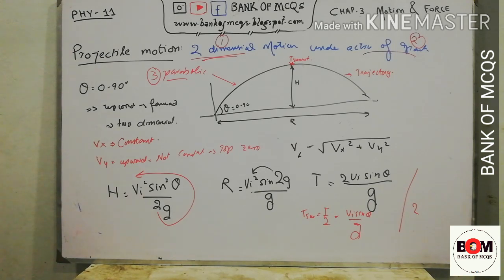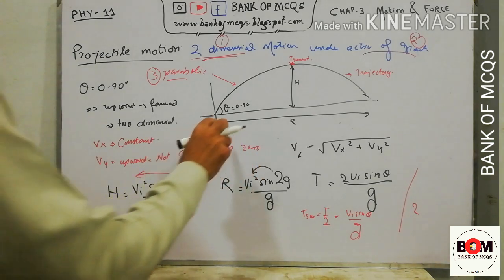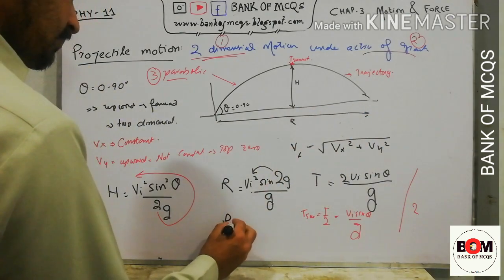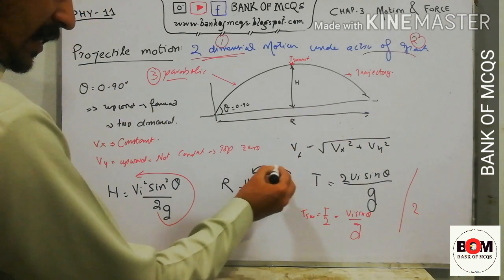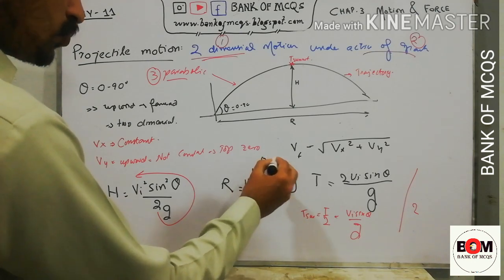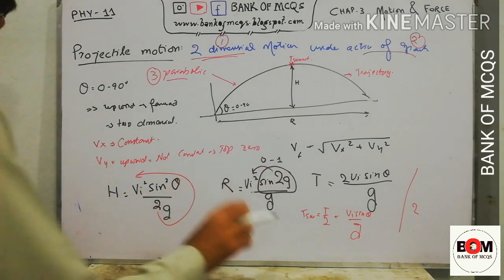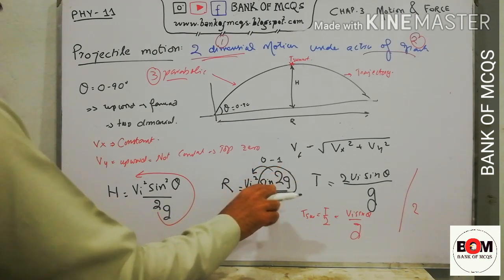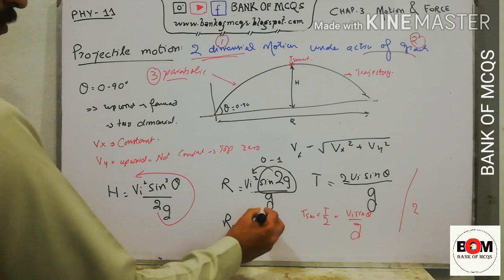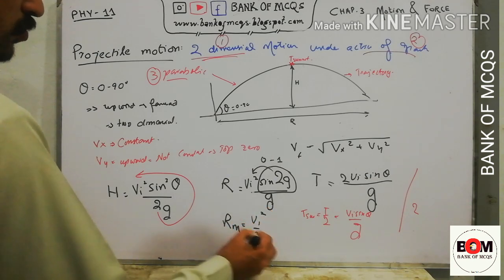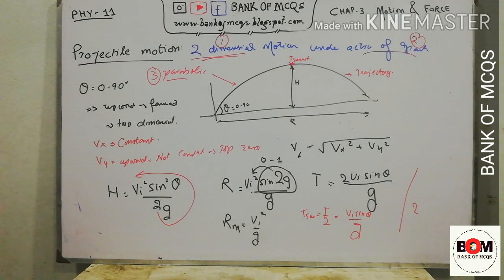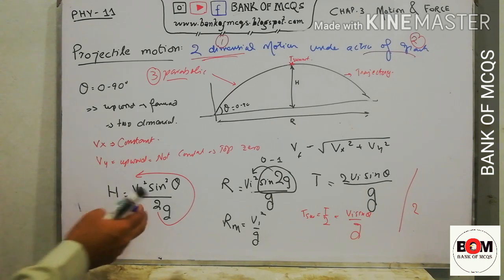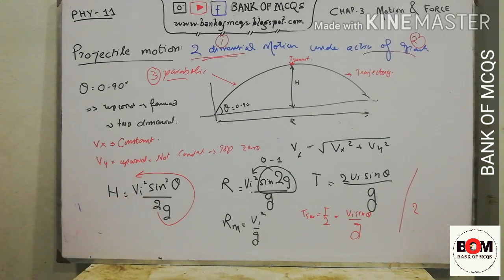Now for range, this is the range. For maximum range, the sine theta value ranges from 0 to 1. So for maximum range, sine theta is always equal to 1. So 1 multiplied by v i square, we will get v i square divided by g. This is the formula for maximum range. So you must remember these three formulas.